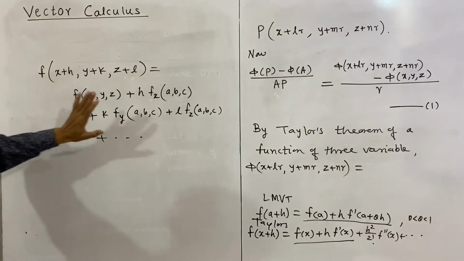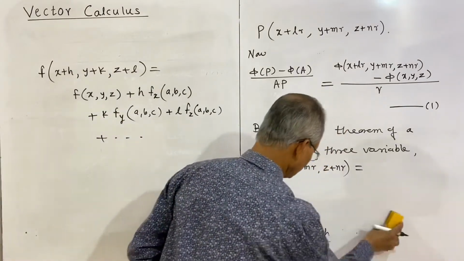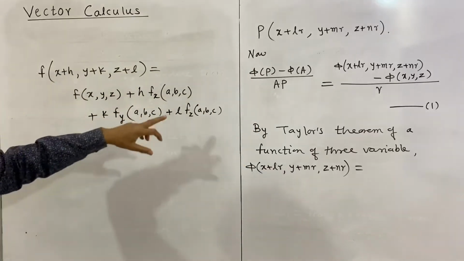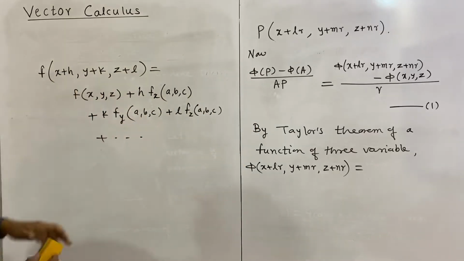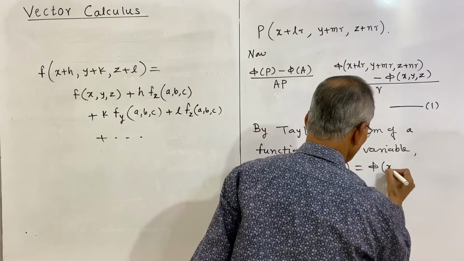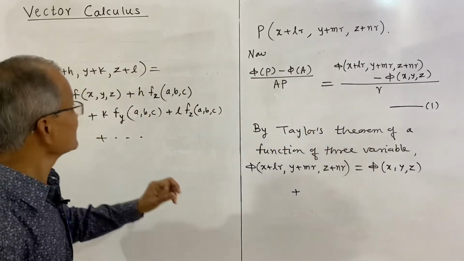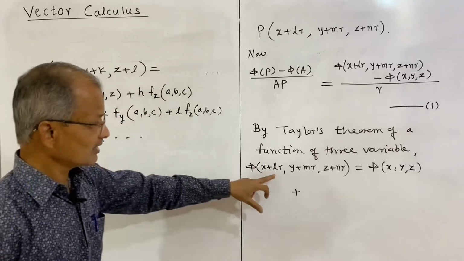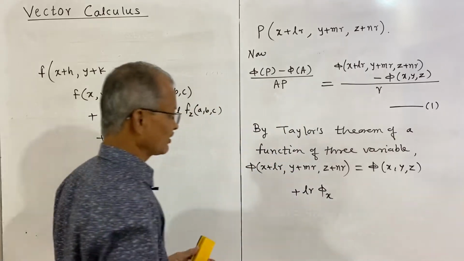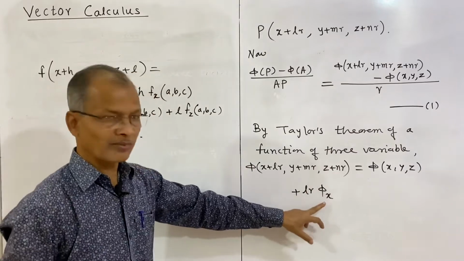Now this theorem we have to use here, and see what this will be. This is equal to the first term, where instead of f there is phi. So phi of x, y, z. So this is Taylor's theorem for 3 variables, and that will be phi of x, y, z plus, what is h here? That is LR, and the partial derivative of phi with respect to x. This is the notation: phi suffix x means dou phi by dou x.